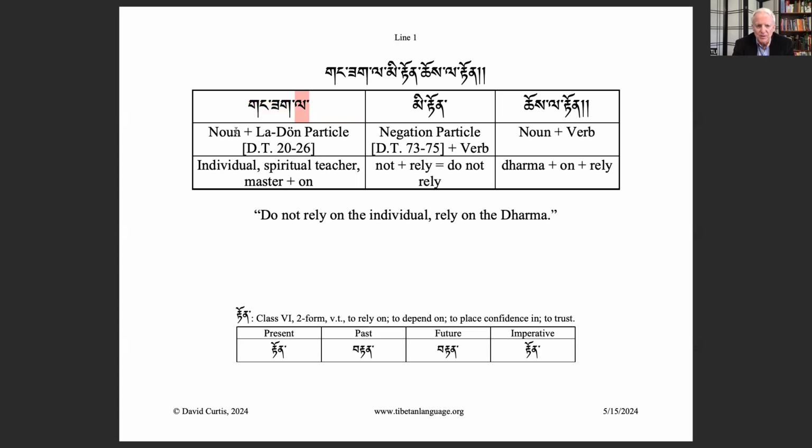Beneath the ladan particles there, we have this abbreviation DT 20 to 26. That refers to the Divine Tree Grammar Poem, a book that's available from TLI that teaches the function of the grammatical particles. When we analyze the Tibetan language grammatically, we see that it has two principal entities: the words, and the particles. And the particles can modify the words or show how the words are connected together in a sentence.